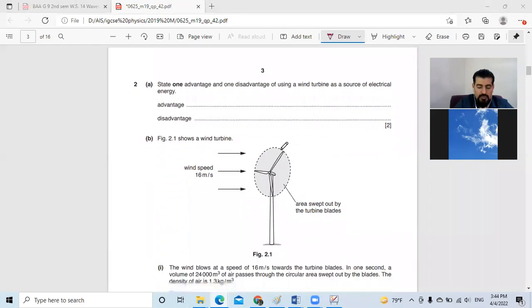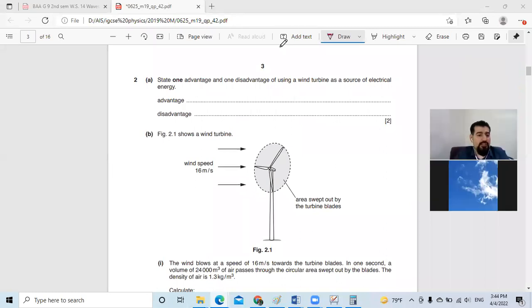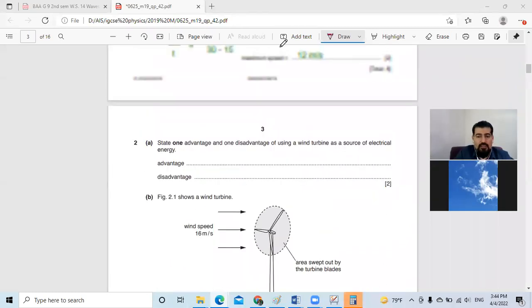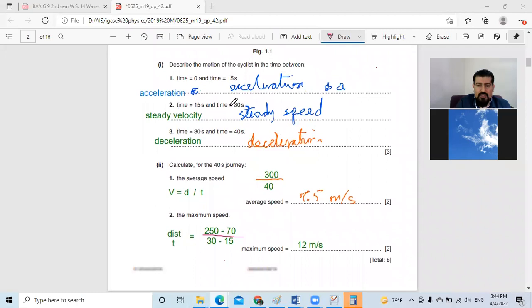Next question, question number 2. What do they ask? State one advantage and one disadvantage of using a wind turbine as a source of electrical energy. Now we know that with wind turbines we have a lot of advantages. Who can send me some of the advantages here?